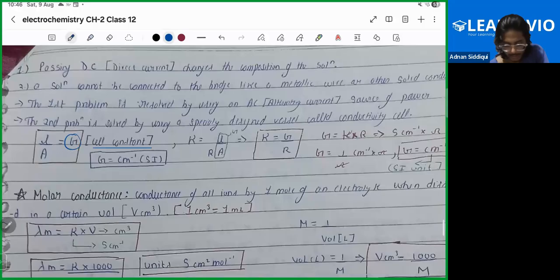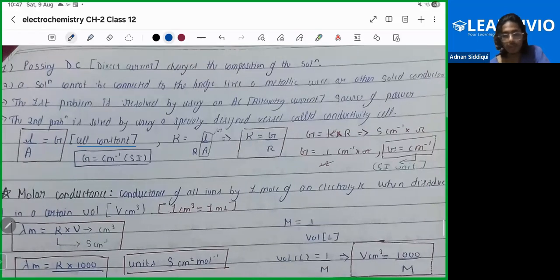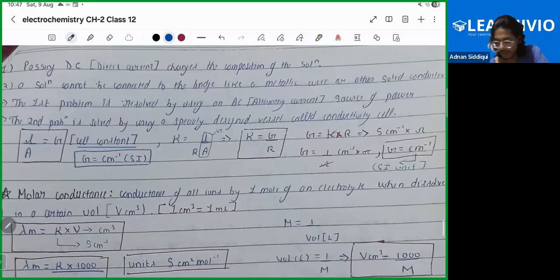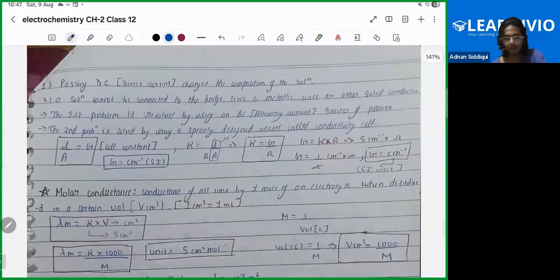Okay, this is G. G is nothing but L by A, which is cell constant, and the SI unit is going to be centimeter inverse or meter inverse. So the new formula for your conductivity is G by R. Your G is in centimeter inverse. Is it clear what we did? If you have any sort of doubt, please ask me.